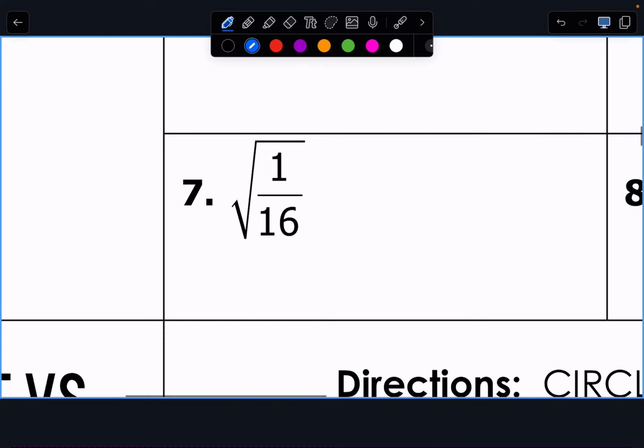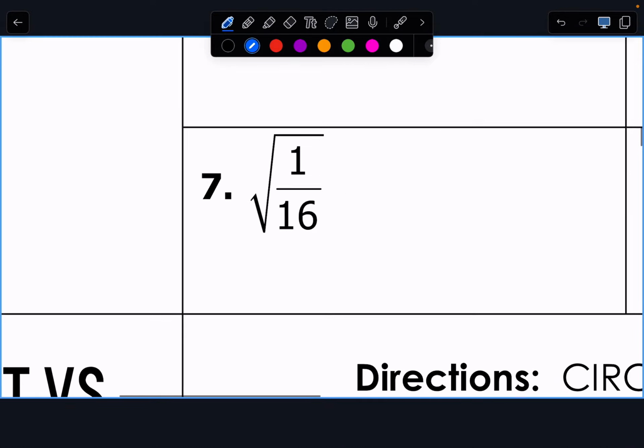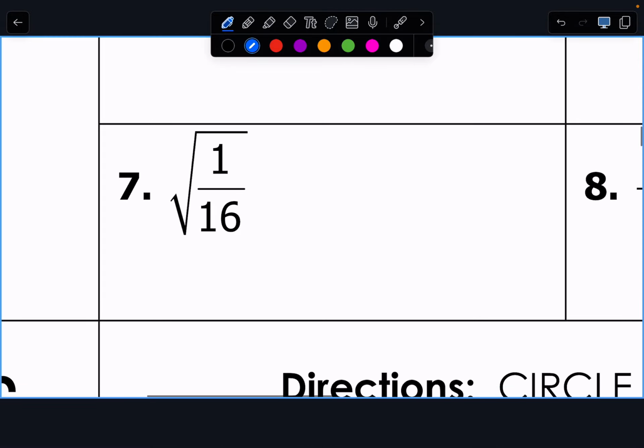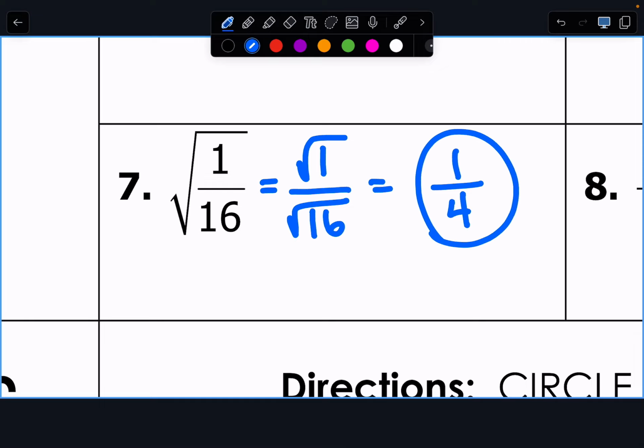Now, fractions. Fractions scare us. No, they shouldn't. Are both 1 and 16 perfect squares? They are. So if they're both perfect squares, that's a good thing, because we can think about the square root of 1 separately from the square root of 16. What's the square root of 1? 1. And what's the square root of 16? 4. So our answer is 1 over 4. That's not that bad, right? It's like 2 problems in 1.